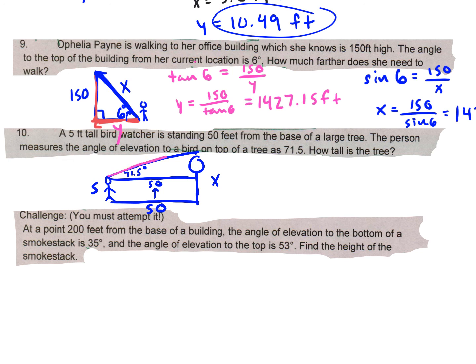But if I'm just doing the right triangle here, I'm going to call the right side of the right triangle y and find that first. So which trig function do I have to use? Tangent. So tangent of 71.5 is equal to y over 50. I get y is equal to 149.43.